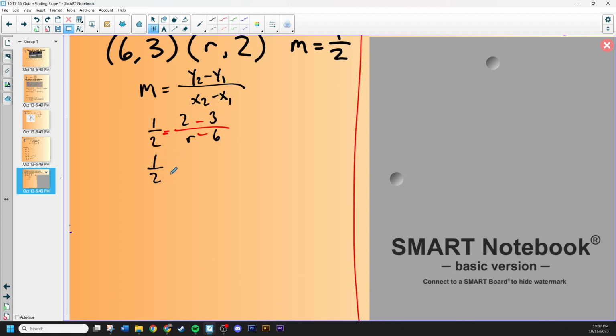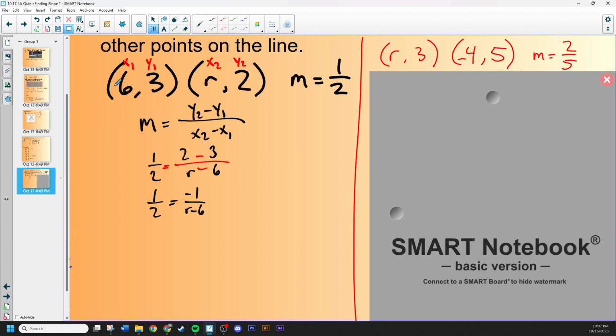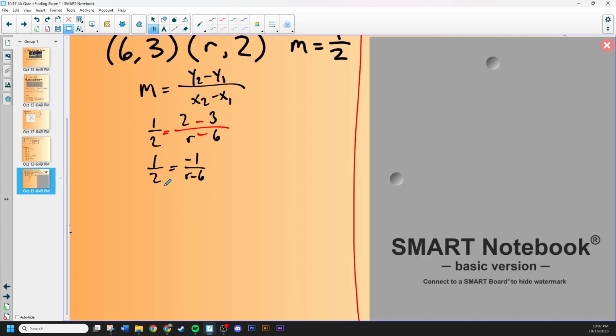So I'm just going to bring down my 1 over 2 again. 2 minus 3 is -1. And then r minus 6. You might be thinking, oh, hey, this is a 1, this is a -1, or like you might be thinking in your head what this should be. But I'm going to go ahead and solve this with cross products. That's what I'm going to recommend. So -1 times 2. And some of you will try to think about doing this mentally. I want you to be able to show me algebraically that you can do it.